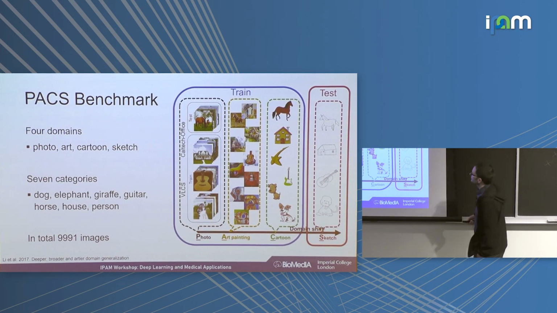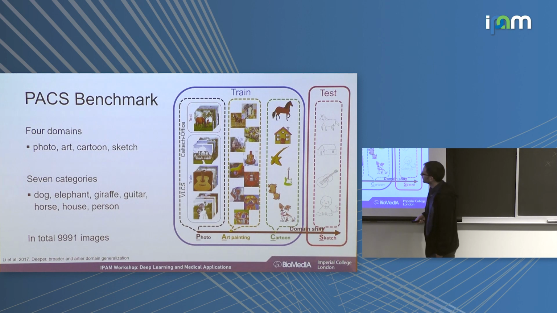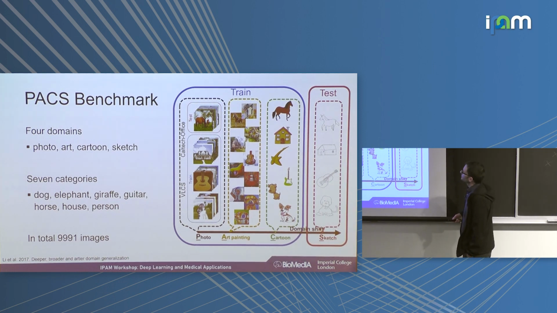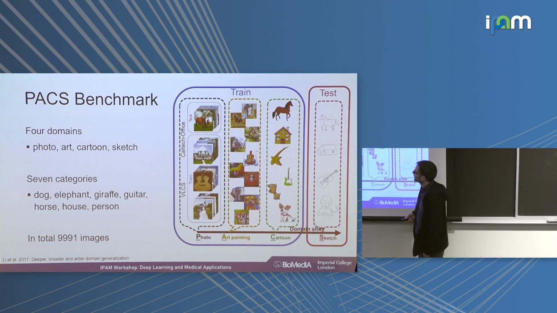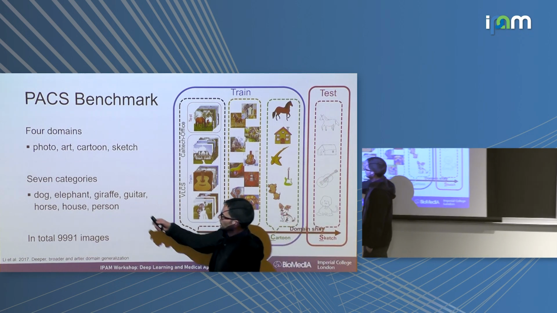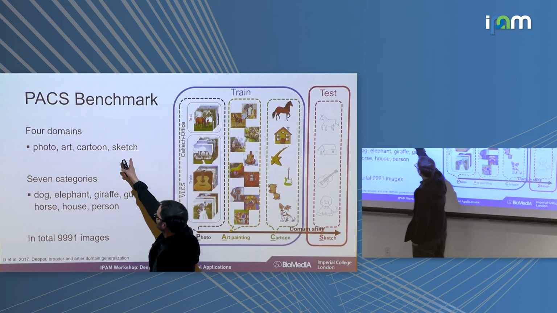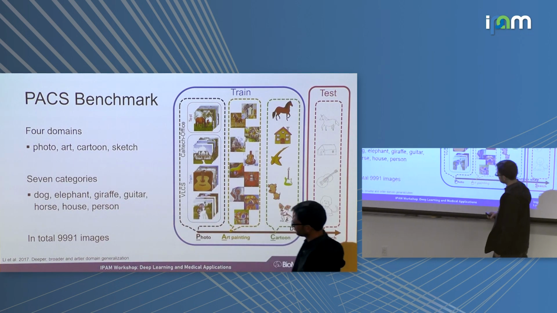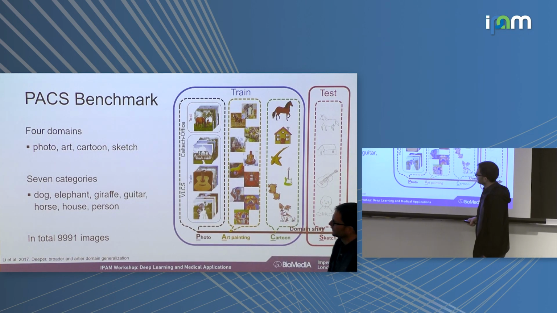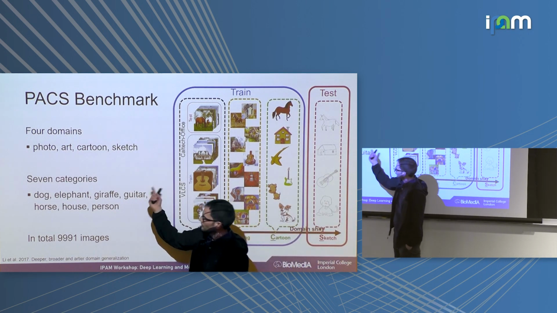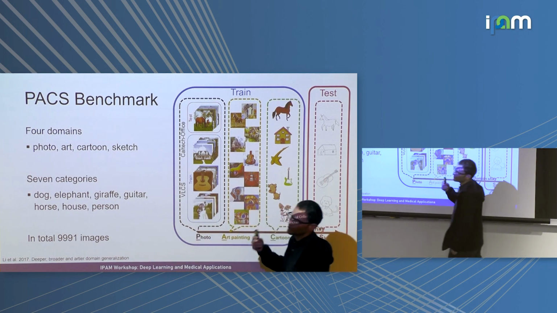It turns out that there aren't many data sets for medical imaging to do this, but in machine learning and computer vision there are some benchmarks. So they like these benchmarks. There's a data set called PACS benchmark, which basically stands for photo, art, cartoon, and sketch. These are the domains that they look at. These have joint categories of dog, elephant, giraffe, guitar, and so on. So it's an image classification problem.